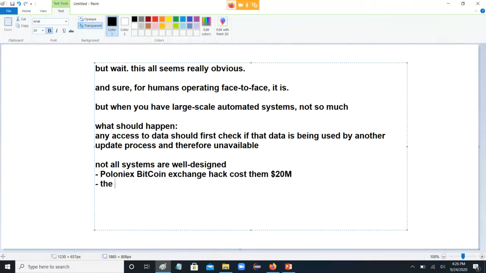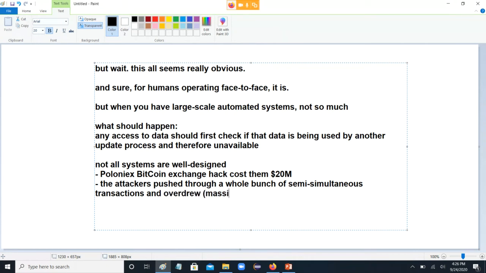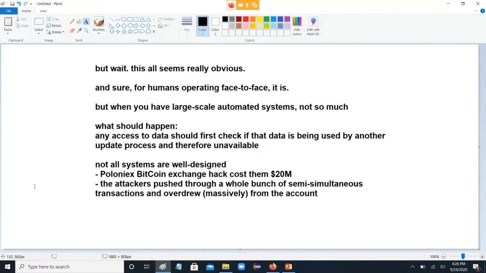Essentially what happened, the attackers pushed through a whole bunch of simultaneous transactions and overdrew massively from the account. The system was set up assuming it would take a while for transactions to go through. Their system was designed to catch transactions happening at that speed, but these attackers launched a bunch of transactions at the level of microseconds, and they managed to get a whole bunch of money out of their account before the exchange actually figured out what happened. So again, in a well-designed system, this sort of thing shouldn't happen, but not all systems are well designed.